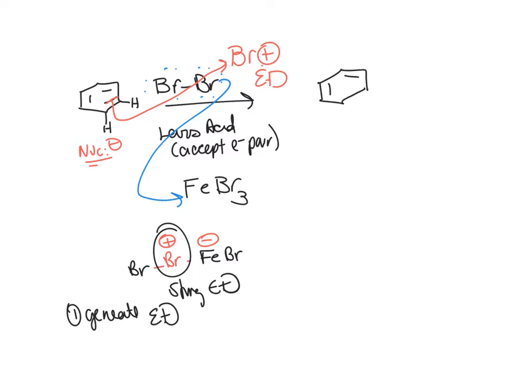And you'll have to do this for your assessments. So one of those carbons here gets the electrophile, so you see the bromine, and the other carbon gets the carbocation, and this is your sigma complex.